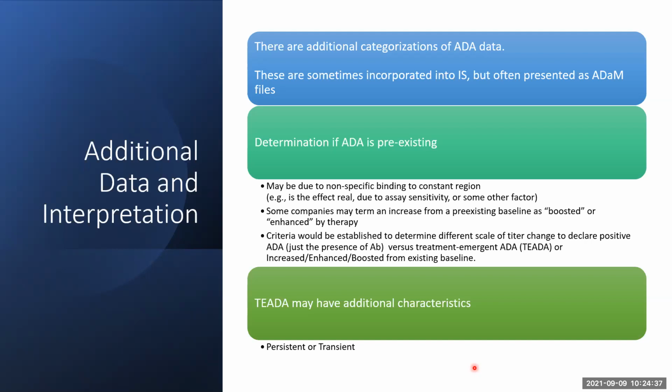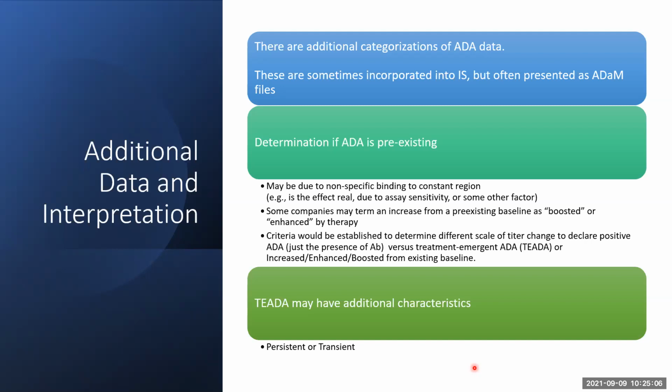Criteria obviously would be established a priori to determine the different scales of titer, to declare a positive, or just the presence of an antibody, versus treatment emergent, versus some sort of effect that is serious or non-serious. And so there are lots of different assessments or flags that can be used. And that then creates a lot of confusion as to how do we assess this? How do we assess its effect on PK?